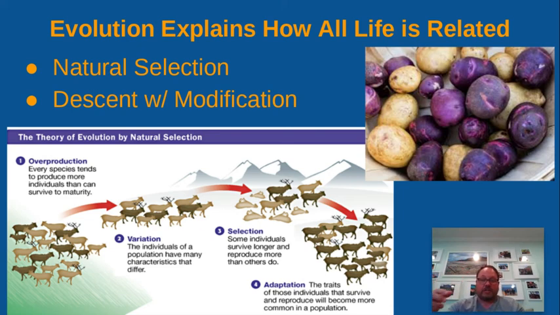Okay, and then what that can lead to is descent with modification. New generations come along with new traits, and if you change the DNA, you can actually change the proteins and get new things like purple potatoes, very high in phytonutrients. So if you can get your hands on some purple potatoes, they are the healthiest potato you can get. Would make interesting French fries, I would guess.